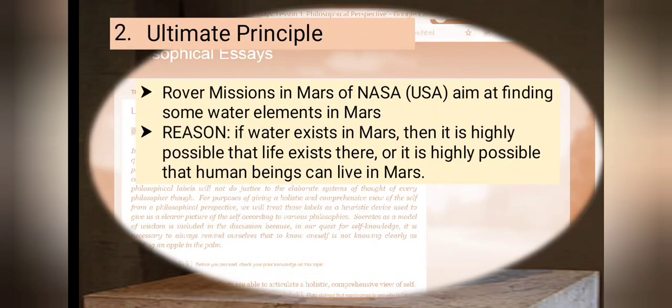NASA scientists send rover missions to Mars with the aim that they could find some water elements in Mars. Reason: if water exists in Mars, then it is highly possible that life exists there, or it is highly possible that human beings can live in Mars. Imagine a person, Thales, who lived in 600 BC, had also a similar idea. Water is a very important element that can support life.